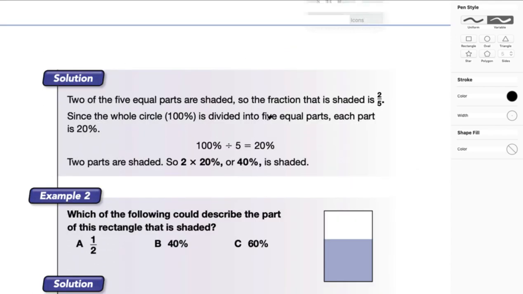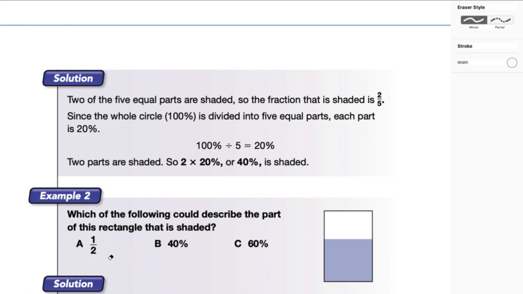And that's what our text tells us. Example 2 is going to ask us the following. Which of the following could describe the parts that is shaded in the rectangle correctly? So I didn't read that well at all, but that's basically what they're talking about.